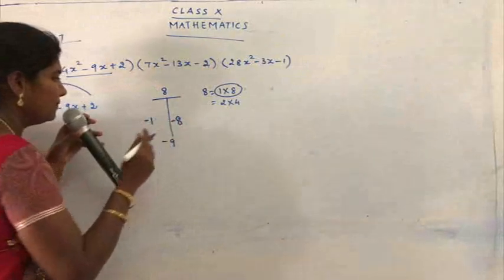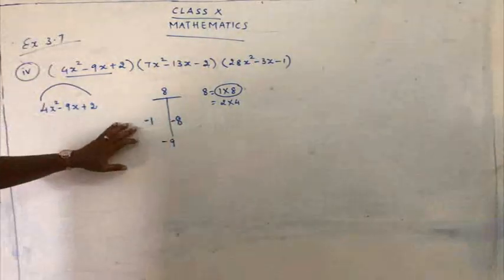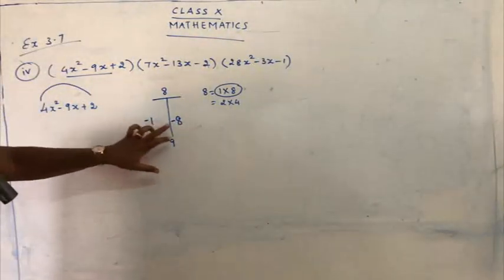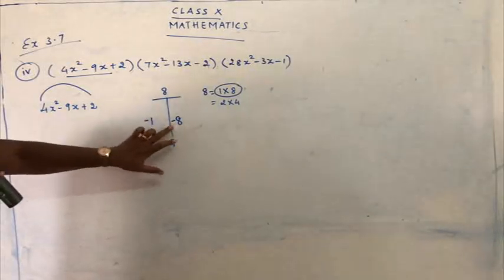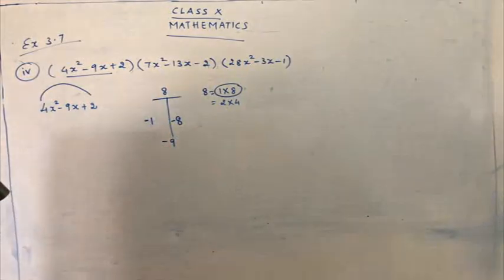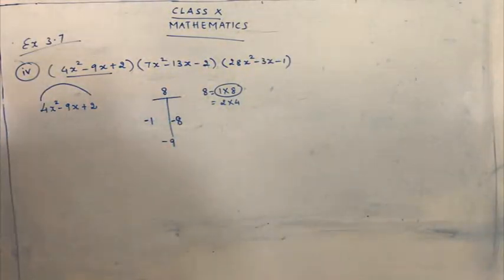So it is minus 1 minus 8. Let's check our answer once again. Minus 1 into minus 8 gives you plus 8. Minus 1 minus 8 gives you minus 9. So okay, we have found our factors. That is, it is minus 1 minus 8.